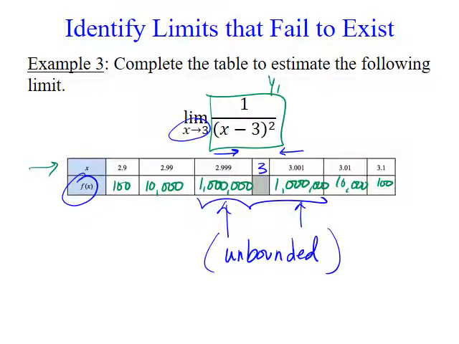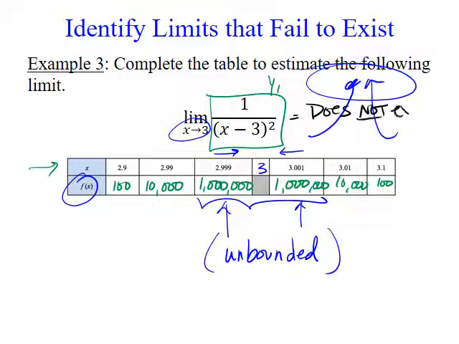So this is a situation where the graph increases from both sides. Therefore, since this goes up forever and ever, this limit does not exist. The limit does not exist.